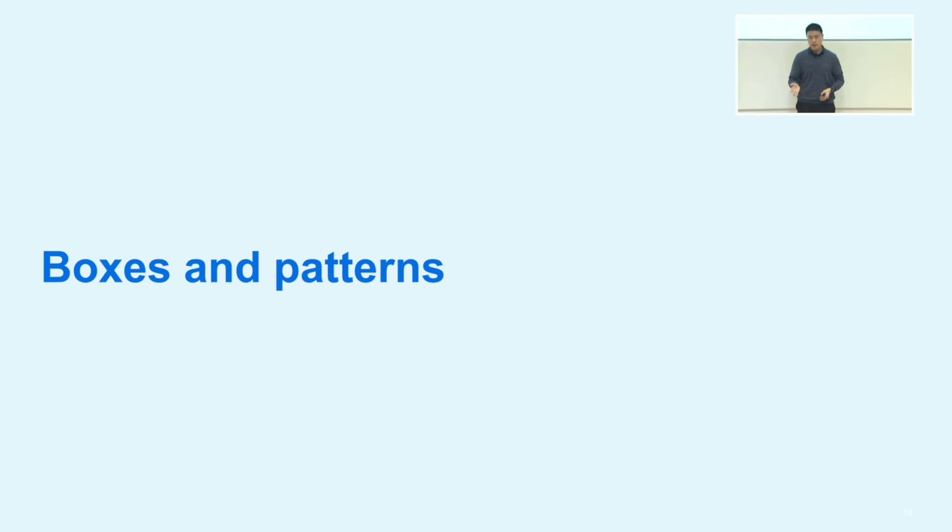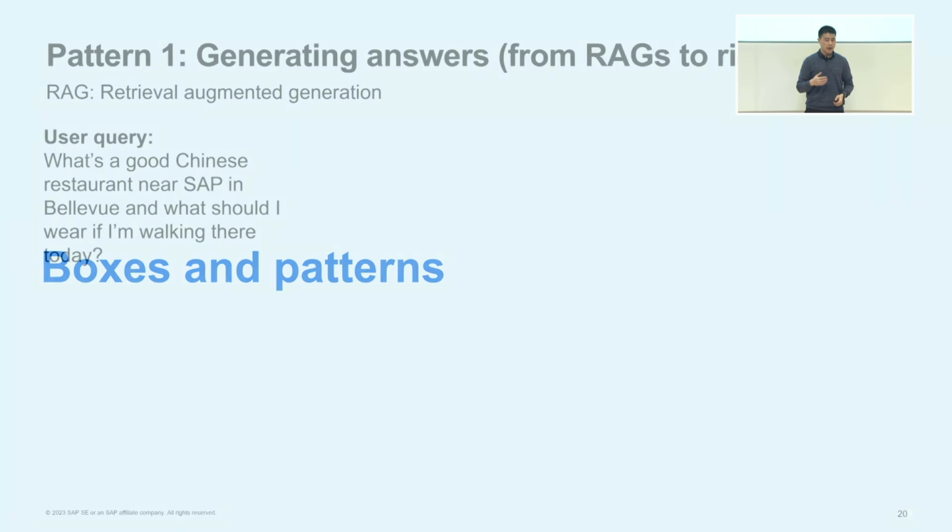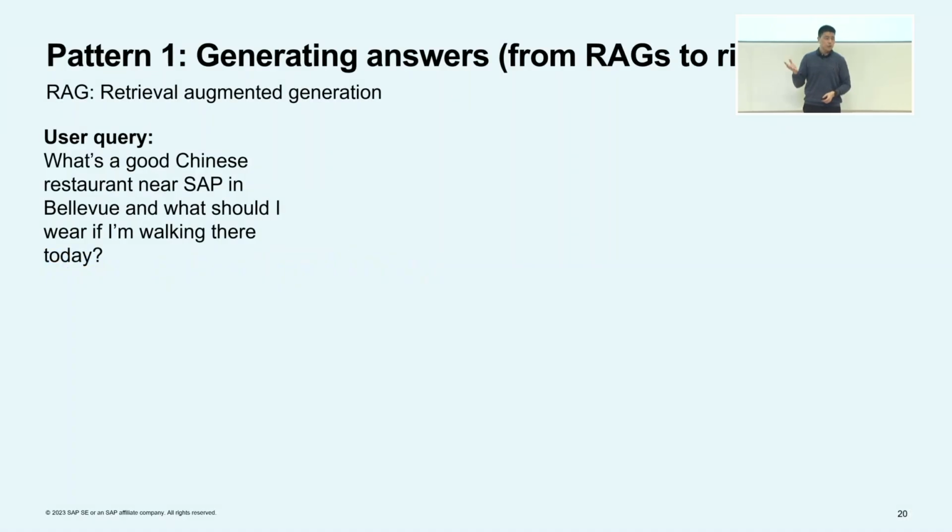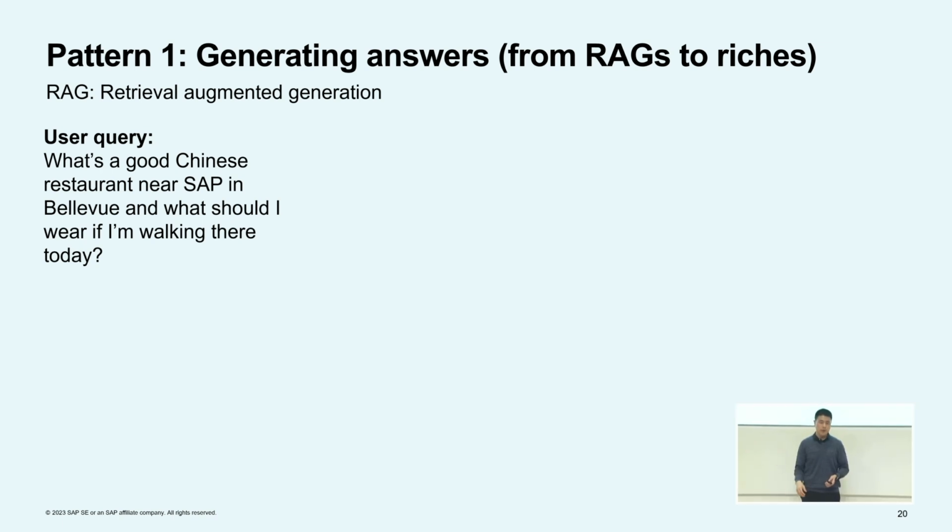So going to the boxes and patterns, let me talk a little bit in more detail about some of the patterns that we're looking at. And again, first one, Mangesh had also mentioned this, generating the answers, right? Kind of like from rags to riches. So retrieval augmented generation, and this is where you can have a generic user query going into a large language model, like what's a good Chinese restaurant near SAP in Bellevue, and what should I wear if I'm walking there today? The model was trained a year ago, 2 years ago. It doesn't know the latest Chinese restaurants in Bellevue, doesn't even know what the weather is in the Bellevue, Seattle area today. So what can we do about it?